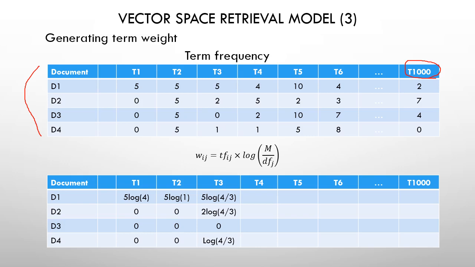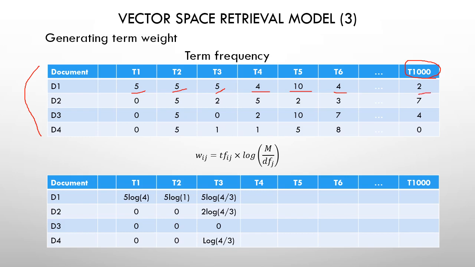For example, document number 1 has T1, term number 1, and the number of occurrences is 5 here. Term number 2 also appears 5 times on document 1. Term number 3 appears 5 times on document number 1, term number 4 appears 4 times, number 5 10 times, number 6 4 times, and so on. And term number 1,000 appears only 2 times on document 1.